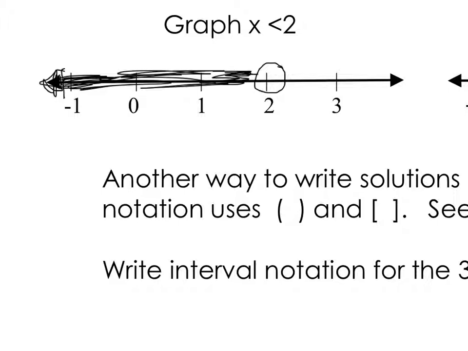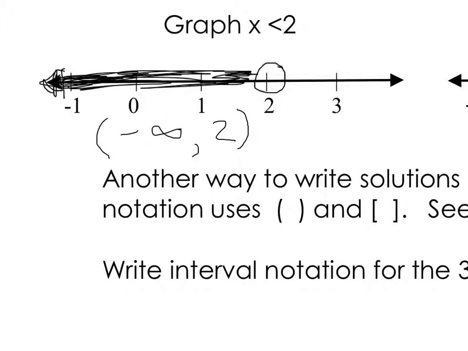Now, looking at this graph, we see that you can go as far to the left as you want. If you keep going to the left forever, how can we represent that? With the idea of negative infinity. It just means go as far to the left as you want to go. Now, you keep going until you get to the number 2. We do not want to include the 2. We represent that with a parenthesis.